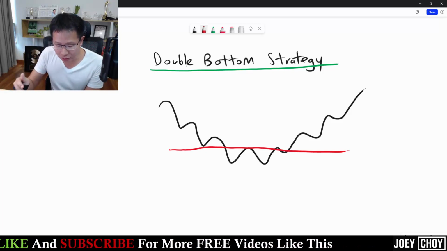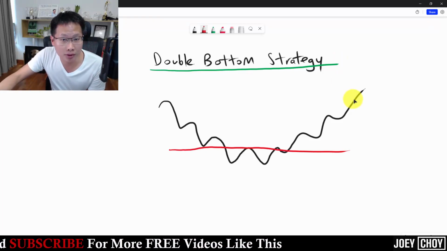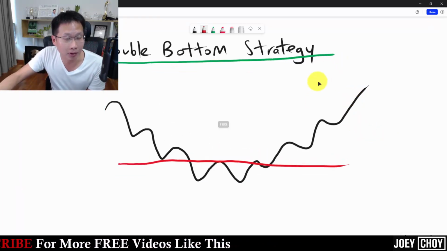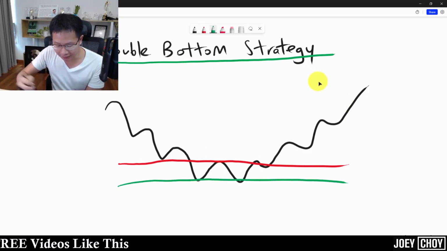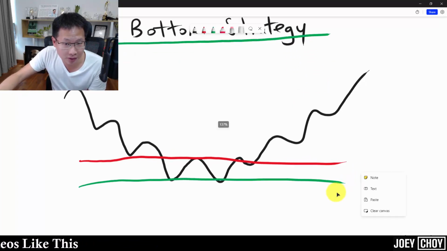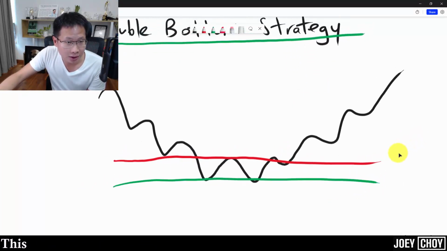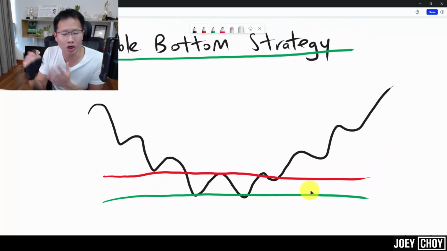And there could be another level as well. That is what we call the support level. Let me just draw it for you right here. This is what we call a support level. Forgive my drawing. So you can see right over here, let me just zoom in for you. So this is pretty much what we call a double bottom.